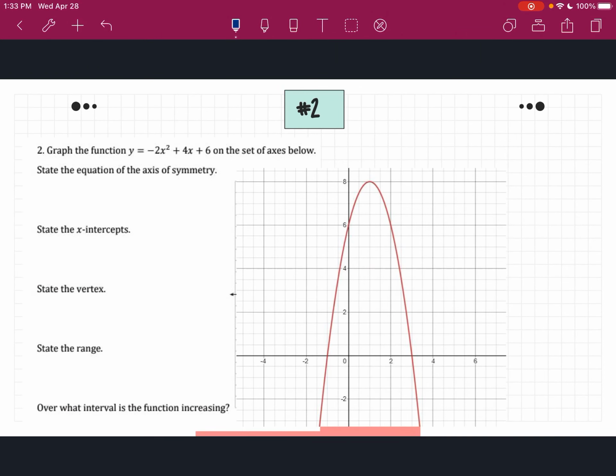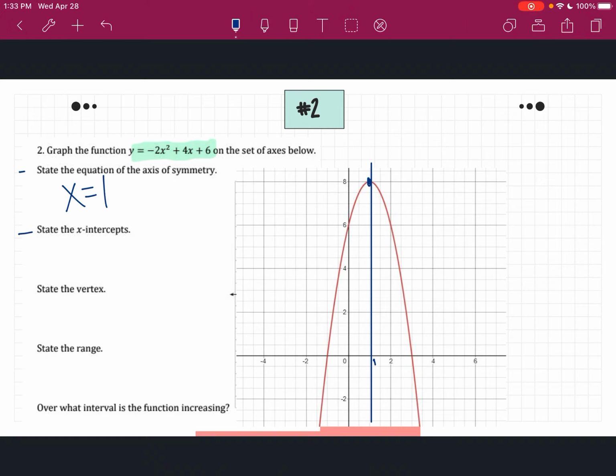All right, number 2. We graphed the function. I graphed this one for you, so you wouldn't have to do it, but this is the function y equals -2x squared plus 4x plus 6. The first question is to state the equation of the axis of symmetry. If we look at this graph, you can see that the vertex is right here at the top. If we draw a line through the vertex, you can see it's going through where x is 1. I know that's not labeled, but you can see it's right between 0 and 2. So remember, a vertical line is always x equals 1. We're going through that x value of 1.